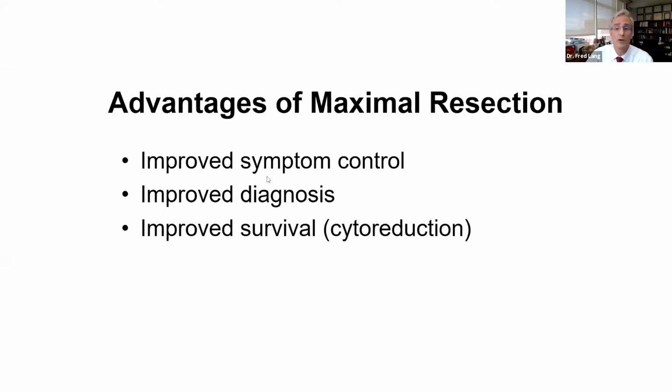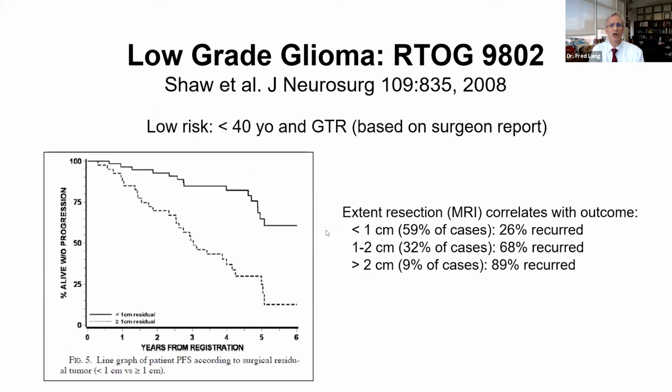By performing a maximal resection and providing a large amount of tissue, you can improve diagnosis, as we've shown in several papers where the larger the amount of tissue, the more accurate the diagnosis. But most importantly, we really want to improve survival. And it's now been pretty much well demarcated that the greater the extent of resection, the longer the patient's survival. So I will highlight two papers outlining that result. The first is this very important paper from the Radiation Therapy Oncology Group.